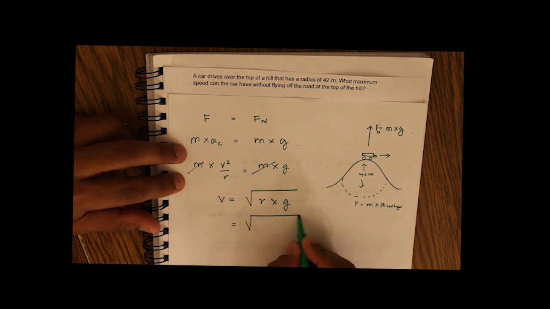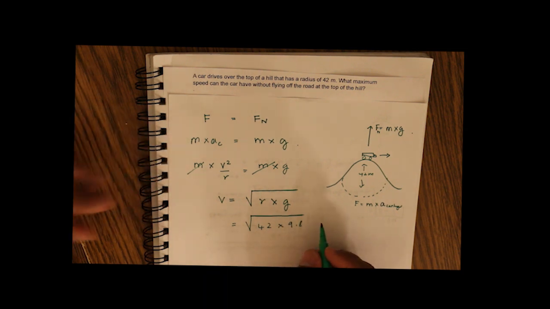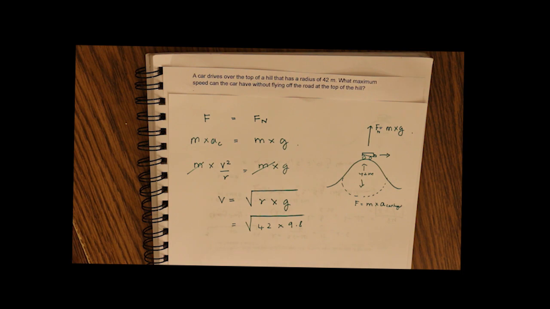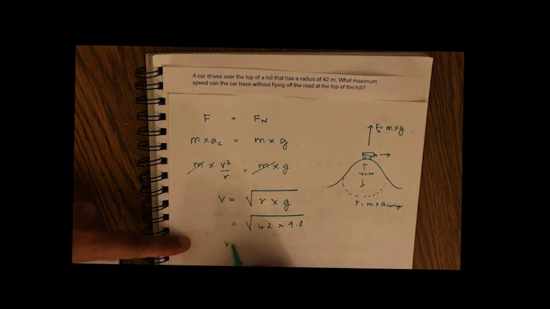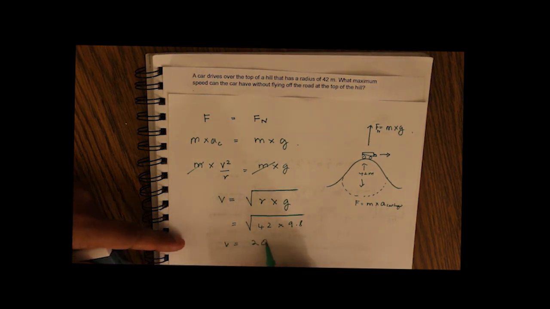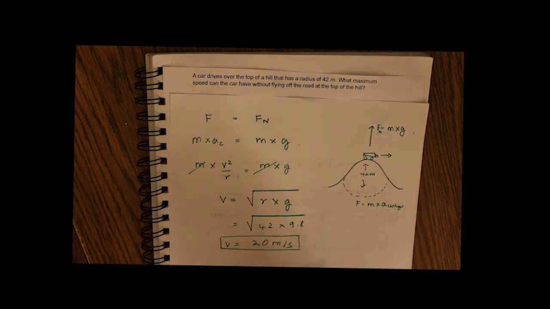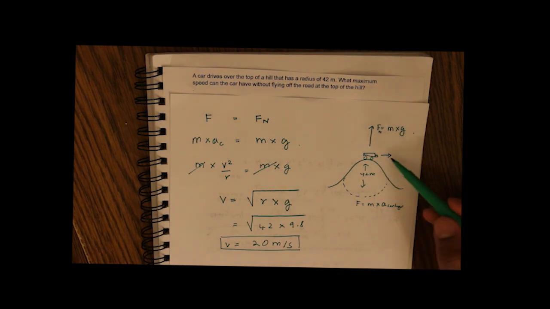So our radius is 42 meters, and our acceleration due to gravity is 9.8 meters per second squared. So using our calculator, the value we arrive at is the square root of 42 times 9.8, so our velocity is approximately 20 meters per second. So the car can move in this direction with a velocity of 20 meters per second without losing contact with the road and flying off the top of that hill.